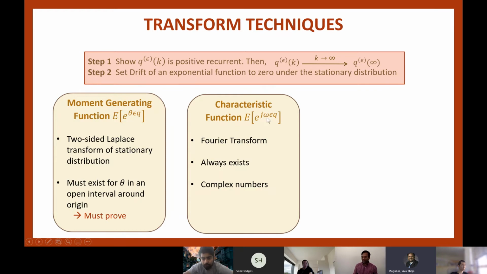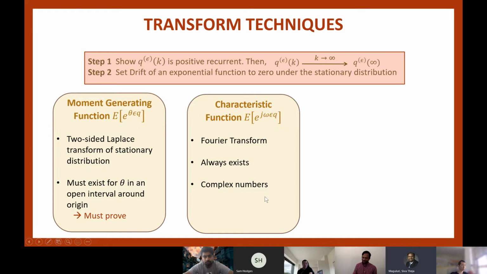The second kind of exponential function we can use is complex exponential. Instead of theta, we can use j omega. Omega is a real number. j is square root of -1. This can be thought of as Fourier transform of the distribution of Q, and this always exists, and this is the characteristic function of epsilon Q. So since this always exists, we don't have to worry about showing the existence of this.